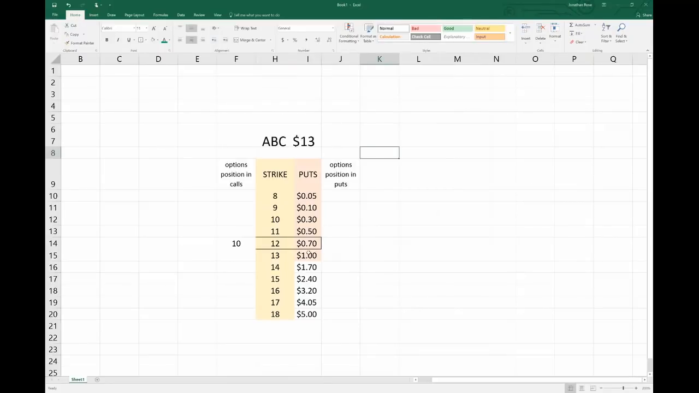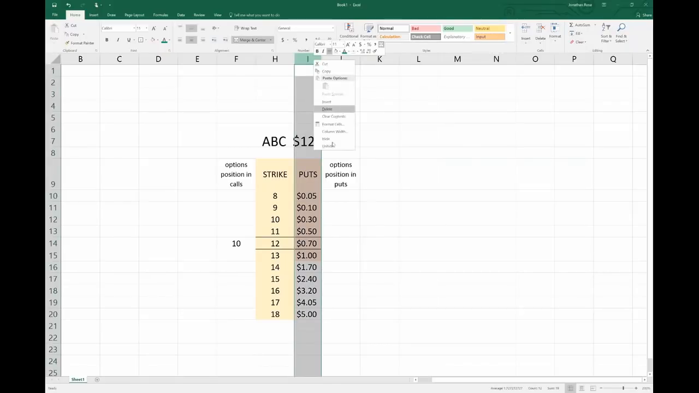ABC stock is at 13. Okay, ABC stock is at 12. We're long 10 of the 12 calls. Let's say these are all 0. We don't even need this.